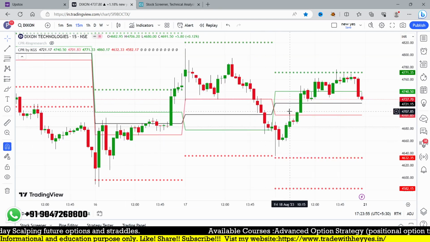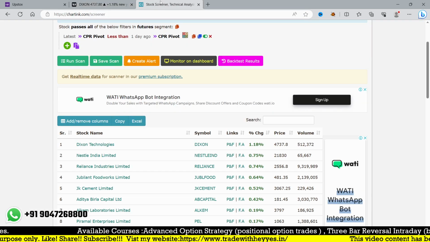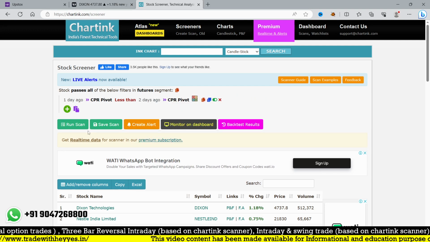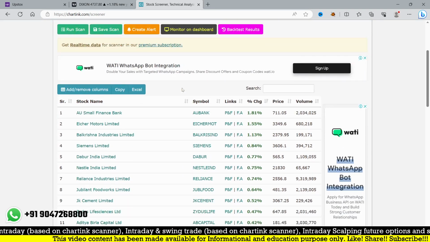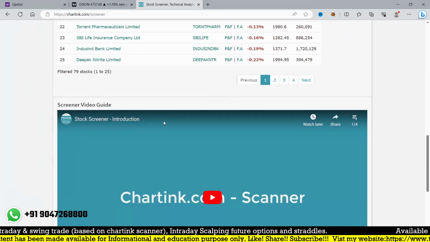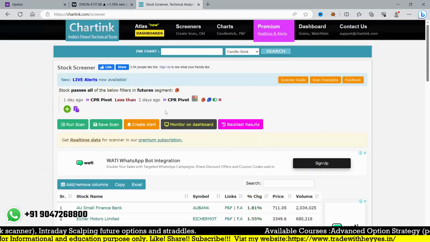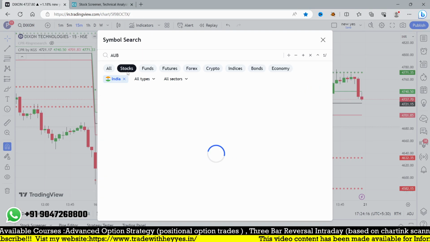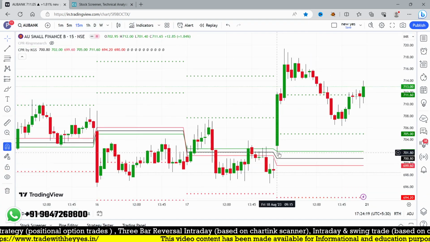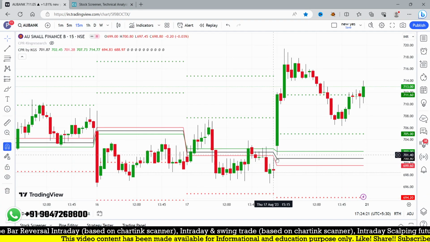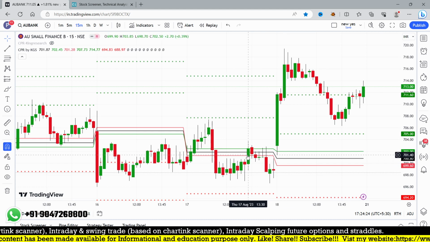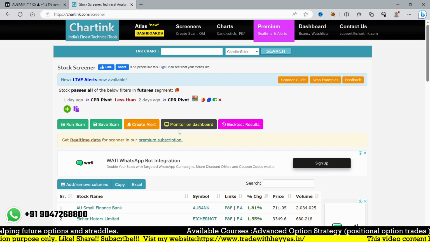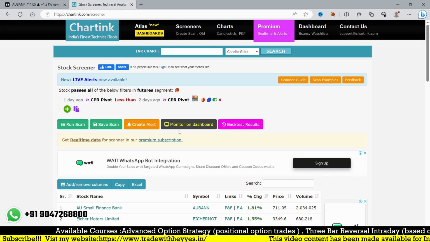Looking at that, this is on the right one. Maybe tomorrow it will be a lower CPR. So what we do is 1 day ago and 2 days ago, because of the customized indicator, and AU Bank, Eicher Motor, Balakrishna, Siemens, a lot of stocks. Look at this, almost 79 stocks. From there we are going to filter out the stocks. The pivot level which is lower compared to the previous day, so we simply find a lot of stocks. We are simply filtering the stocks from the CPR level.